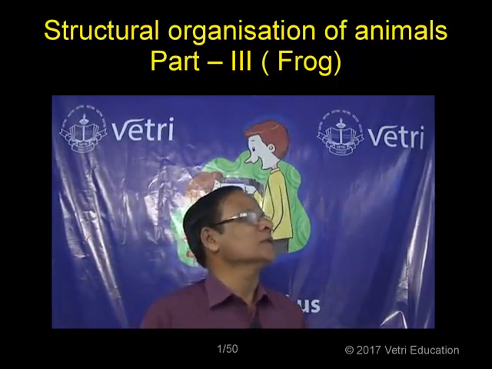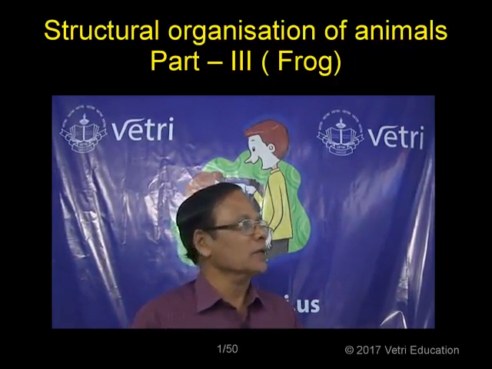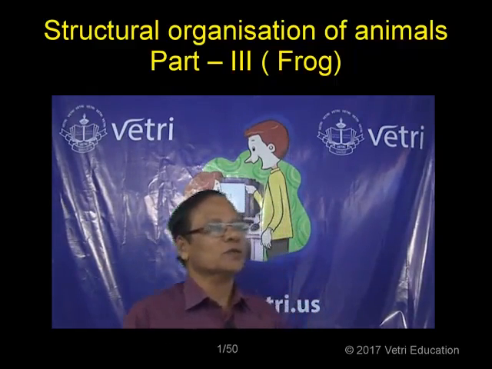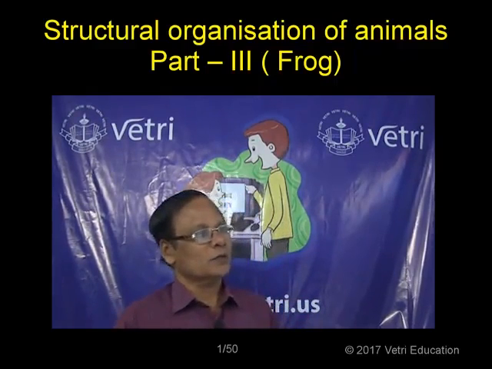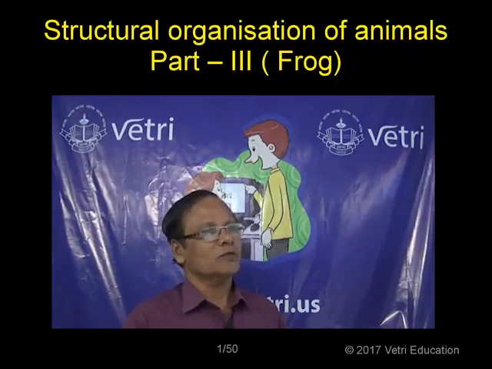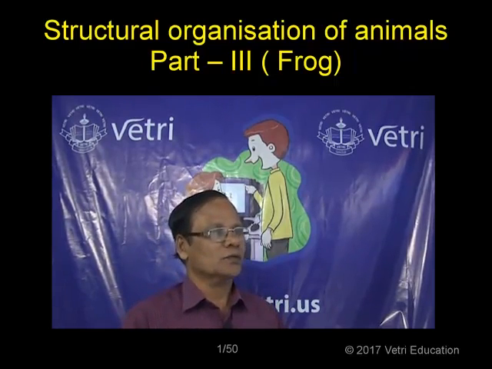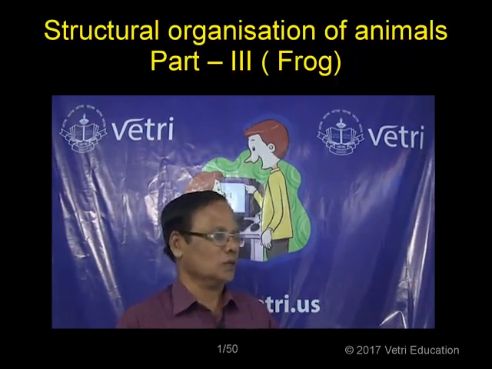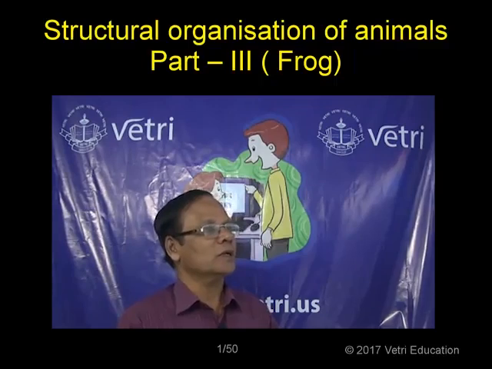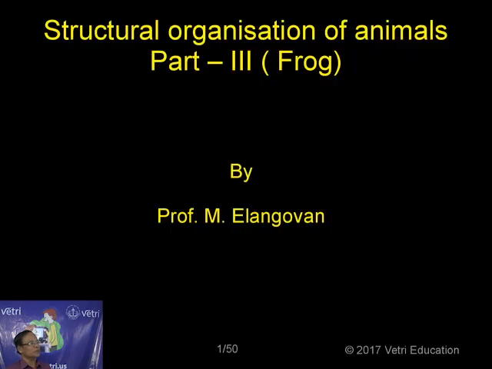So I would like to start again the last part of the structural organization of animals, and this one we have to conclude with the last one, a vertebrate, the frog. So far we studied two invertebrates, the earthworm and the cockroach. Now the third one, as an example for vertebrate, you have to go for this frog.